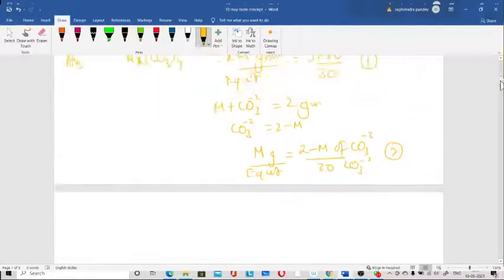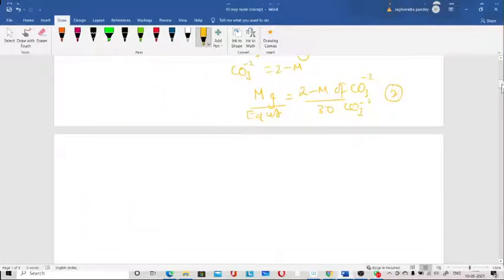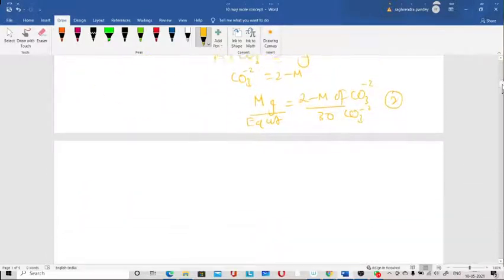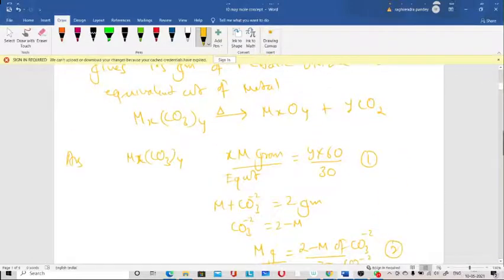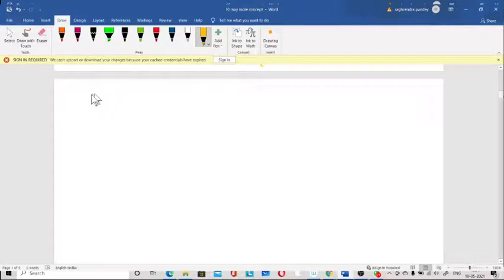Similarly, the metallic oxide is 1.5 gram. So we can also write for metallic oxide: metal plus oxygen, I can write 1.5 gram. So oxygen is 1.5 minus metal weight.